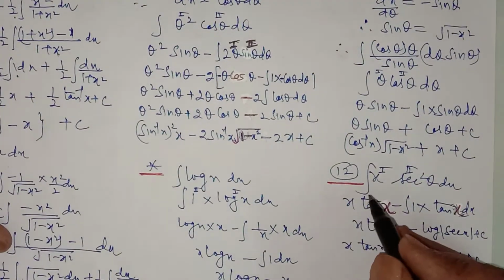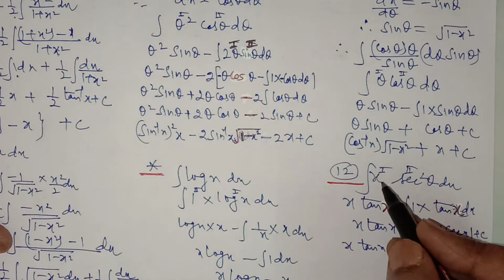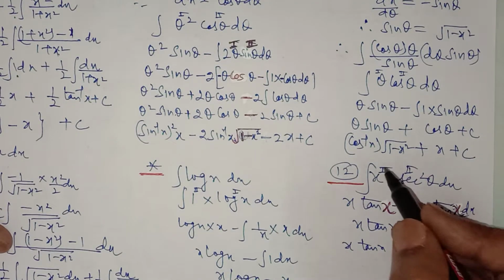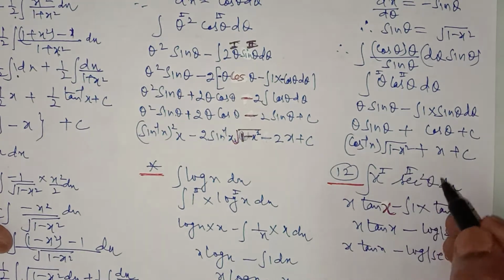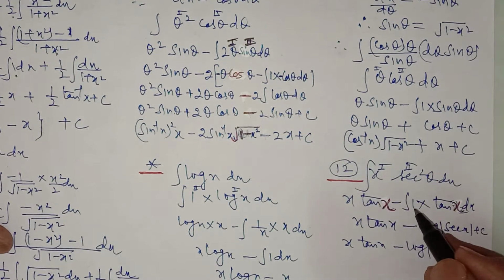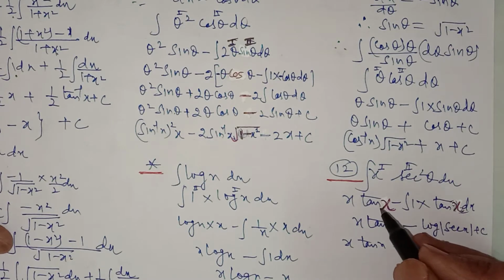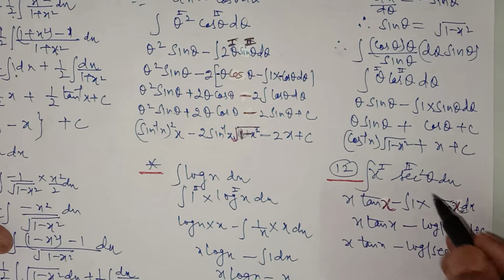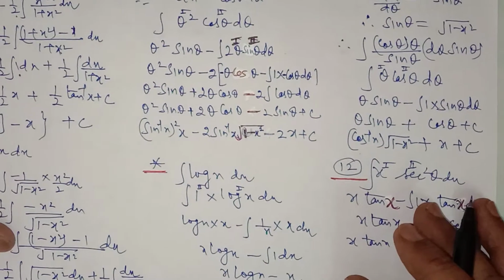In question number 12, we have x sec square x. So algebraic and trigonometric, first and second function. The first function as it is, integration of sec square x is equal to tan x, minus derivative of the first, that is derivative of x is 1, into integration of the second function, which is tan x. So you have to find the integral of tan x, which is log sec x. So it is an easy question.